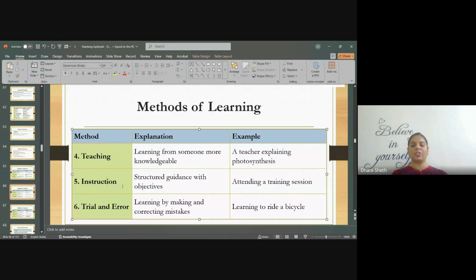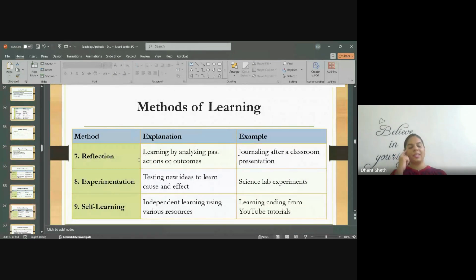Instruction, structured guidance with objectives, like when we go in a flight, the air hostess gives us instruction that this is how you should put a seat belt. In case of turbulence, you should put your seat belt. This is how you remove your oxygen mask. This is how exits have been marked. Attending a training session. Trial and error. You make mistakes, you correct them, like learning a bicycle, learning to drive a two-wheeler. That's trial and error learning.